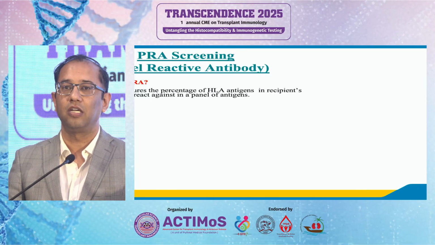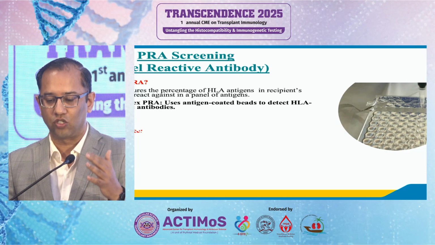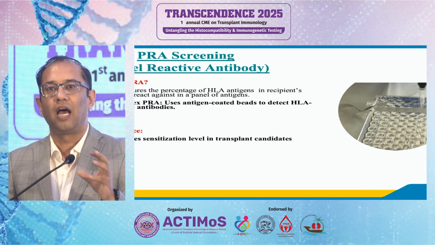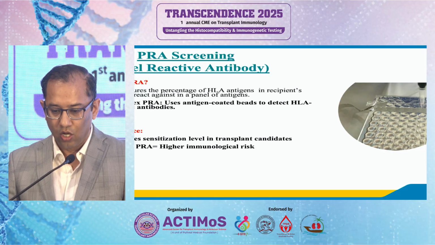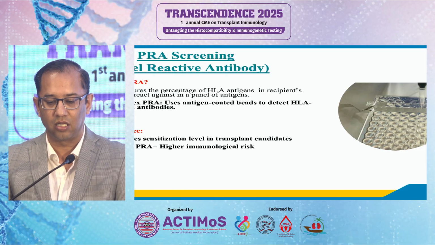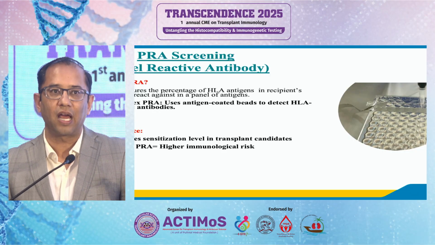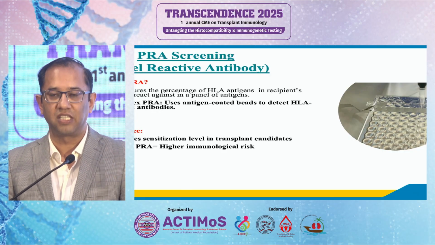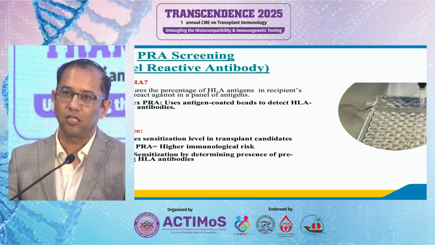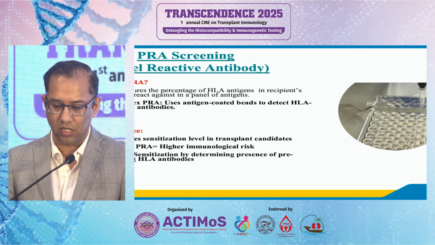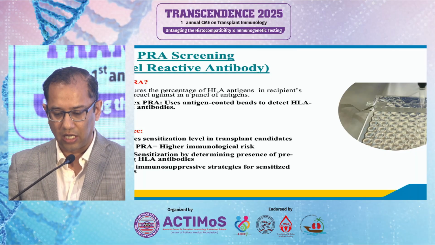So PRA can be both quantitative or qualitative. When it is quantitative, it is called PRA ID, and when it is qualitative, we call it HLA antibody screening. It indicates the sensitization level in the transplant candidate, so you can know how much your candidate is sensitized, and you can know the specificity to some extent. A higher PRA means higher immunological risk, and you can assess the sensitization by the presence of pre-existing HLA antibodies.